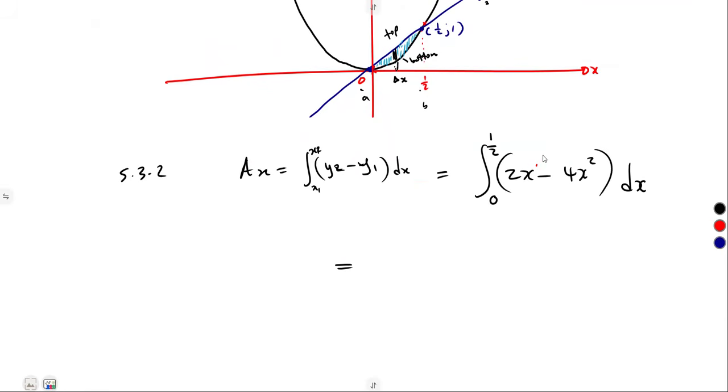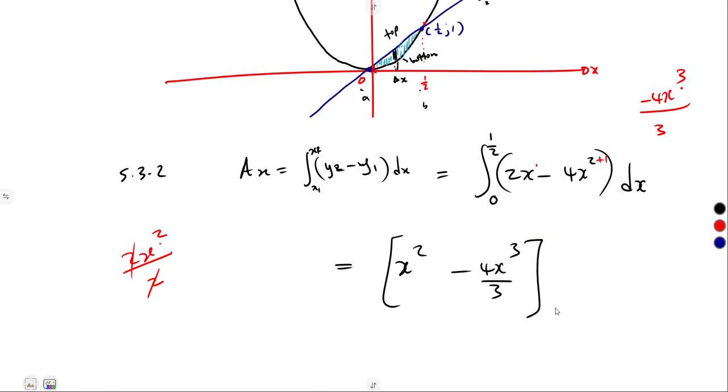This is 2x to the exponent of 1. Remember, integration, you add 1. So that's 2x to the exponent of 1 plus 1, which is 2. Then you divide by the new exponent 2. So that was going to give us x squared. So that's x squared here, minus 4x squared, you add 1 on your exponent. So that's minus 4x to the exponent of 3 over the new exponent 3. So that's minus 4x to the exponent of 3 over 3, from 0 to 1 over 2.